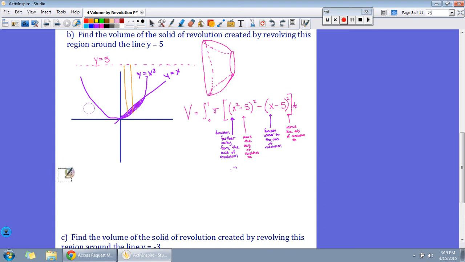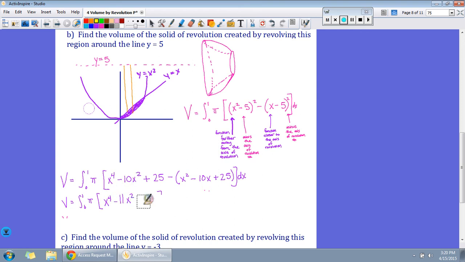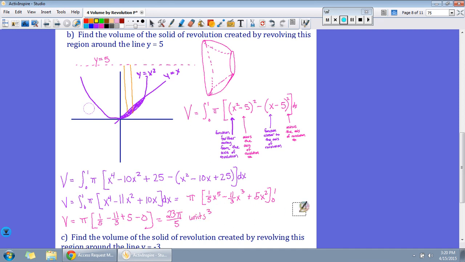So our volume equation, when we square things, we're going to have x to the 4th minus 10x squared plus 25, minus x squared minus 10x plus 25. Combining like terms, we're going to get x to the 4th minus 10x squared, minus x squared, minus 10x, plus 0. And then we are taking the antiderivative, plugging in 1 first to get 23 pi over 5 units cubed.